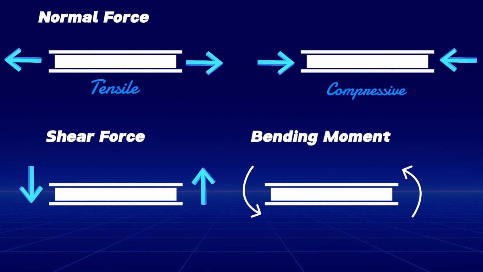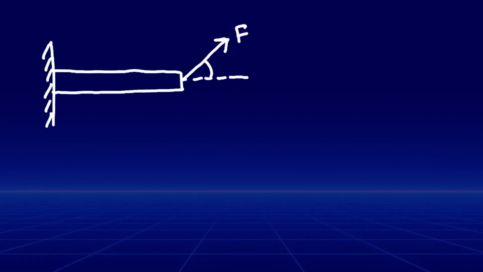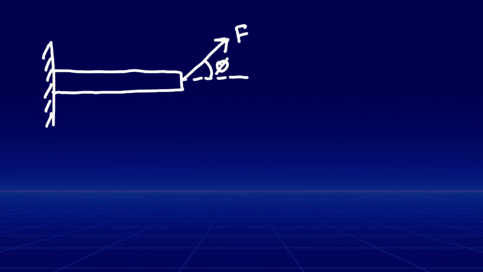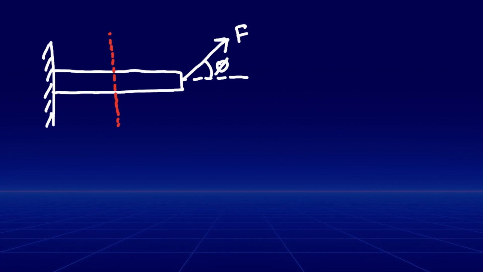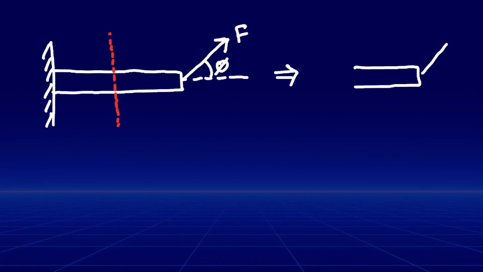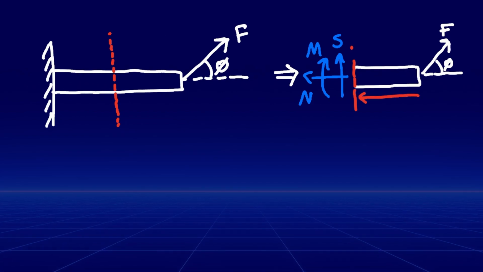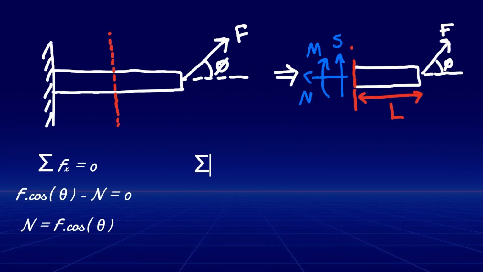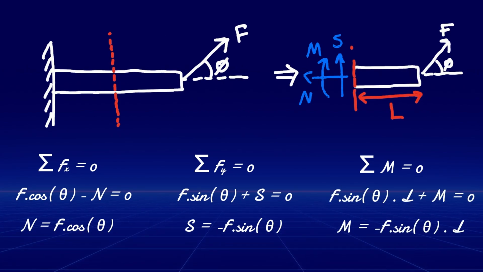In statics, following a consistent sign convention is crucial in summing forces and moments to ensure accurate calculations. Let's look at an example. For a beam fixed at one end with force F applied at an angle theta at the other end, internal forces and moments can be analyzed by making an imaginary cut at any section along the beam. Then, by applying equilibrium conditions with the correct sign convention, we can use the following equations to determine all internal forces. These equations help determine the normal force, shear force, and moment at a cut section.